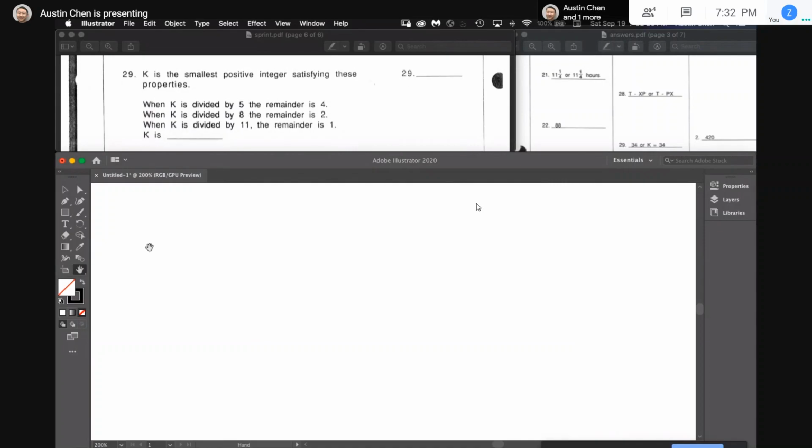K is the smallest positive integer satisfying these properties. When k is divided by 5, the remainder is 4. When k is divided by 8, the remainder is 2. When k is divided by 11, the remainder is 1. K is what? Okay, so what is this?